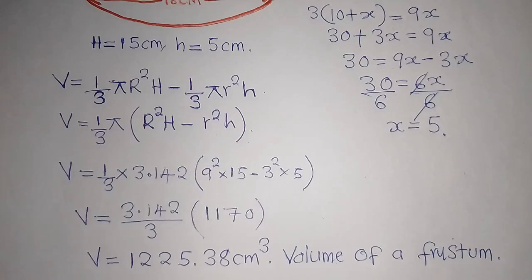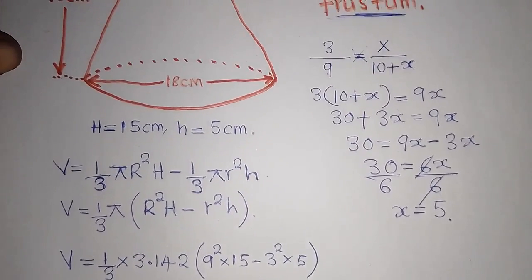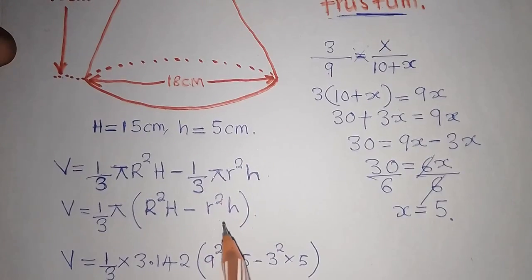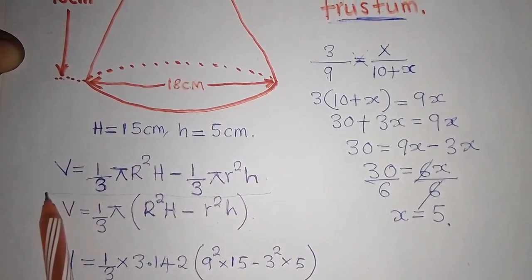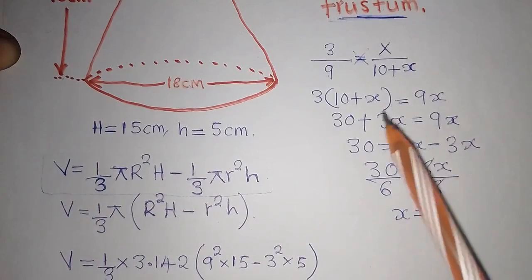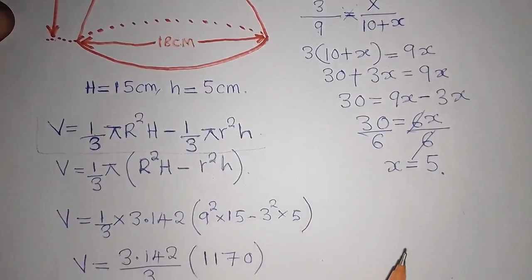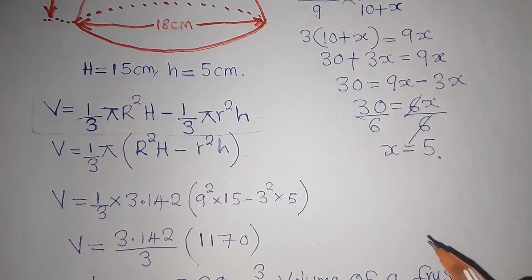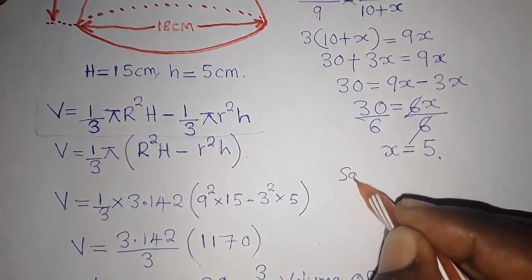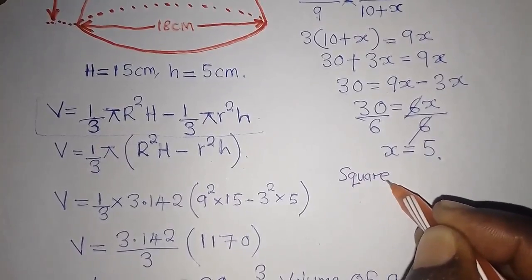So what I need to tell you here before I conclude is that everything I was doing is just the same. What gets to change are the formulas. So here, let's say this was not a cone. If it was not a cone, have you seen this formula which is here? Let's say I'm dealing with a pyramid which has got a square base.